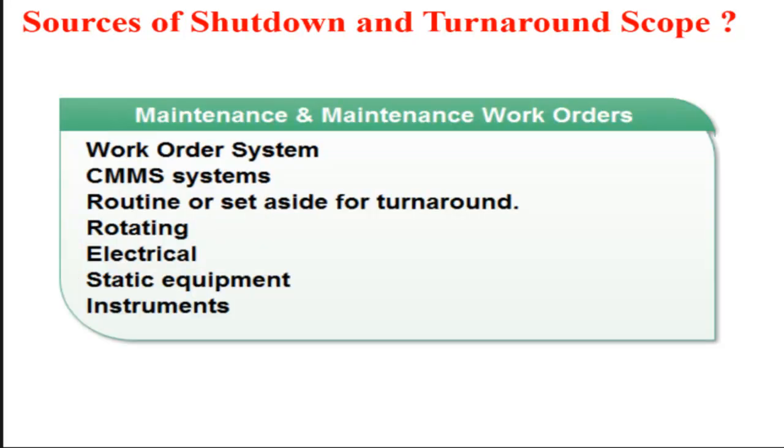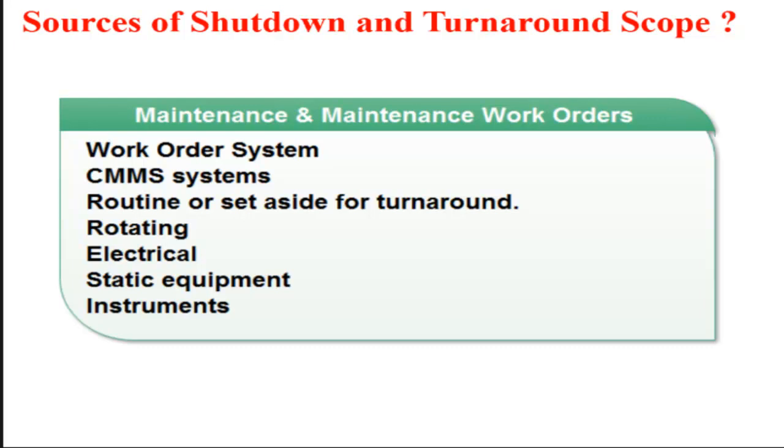The second source is from maintenance itself, specifically maintenance work orders. A work order is generally generated from the CMMS systems that are employed today, which create work orders through a maintenance management scheme, which starts with work identification and then planning, scheduling, execution, and documentation. So that scheme will generate work orders, and this work order can be designated as routine or set aside for turnaround.